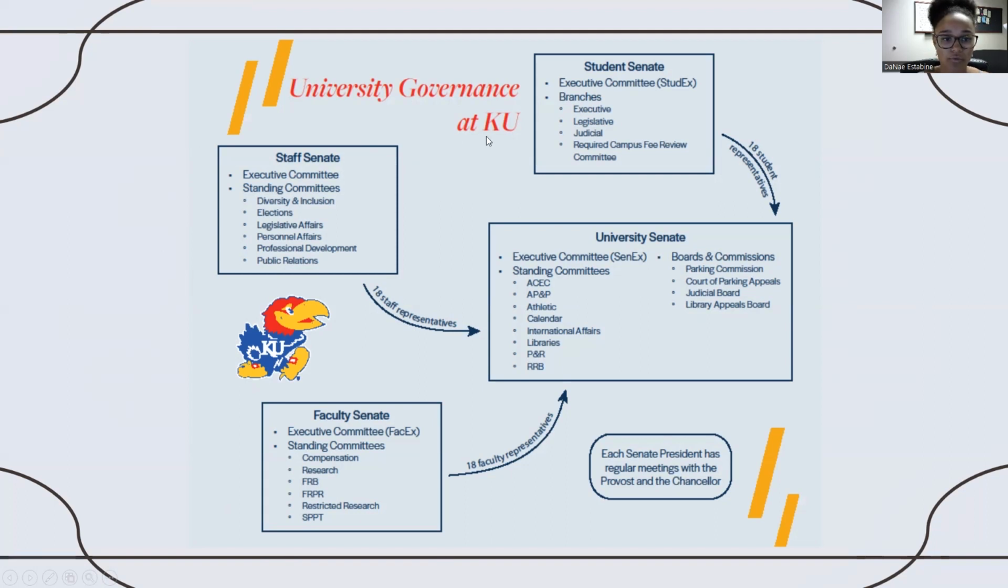And then from all three of these different Senates, we have the University Senate, which sits at the top of all three of those. And so, as you see, we have representatives from each of these Senates that make up the University Senate. And sitting at the top of University Senate is this executive committee, better known as Senex.